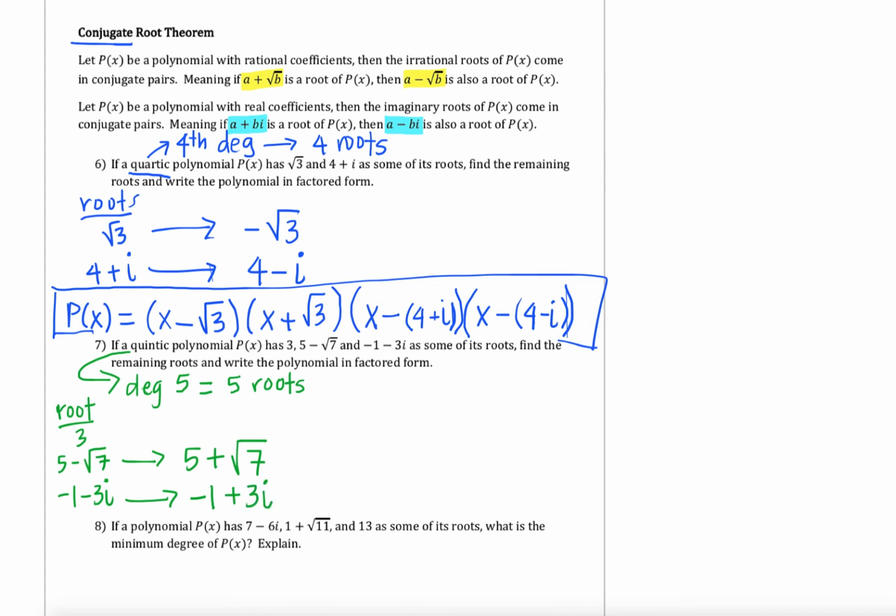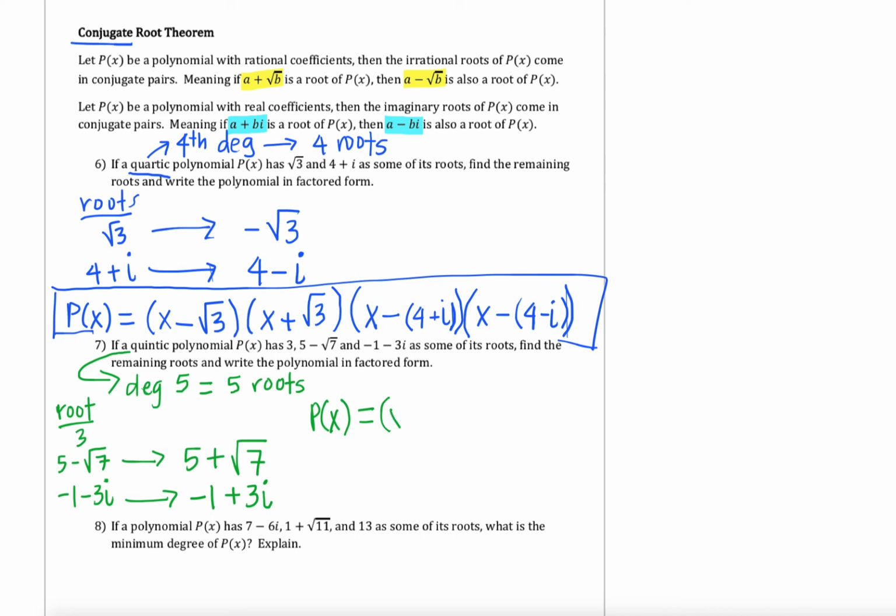The 3 itself does not have a pair because that's not an irrational and that's not an imaginary root. That is a rational root. So now we have our 5 roots, so we just need to write this out in factored form. So why don't you guys pause the video here and write out your factored form for example 7.